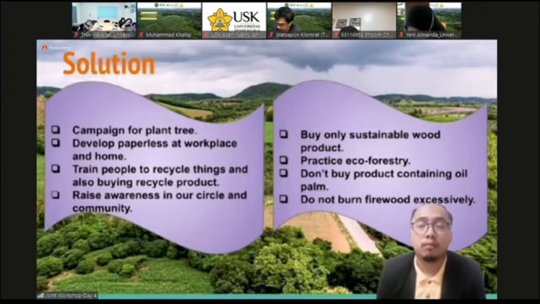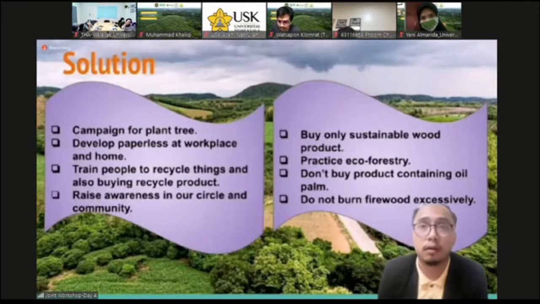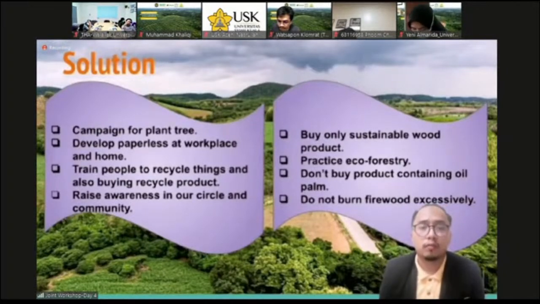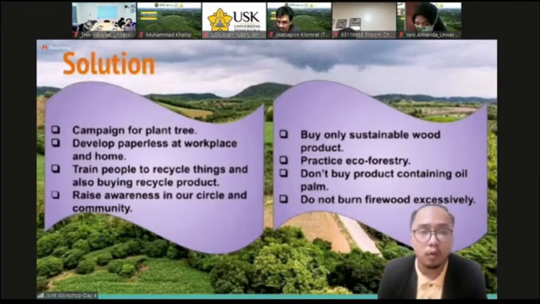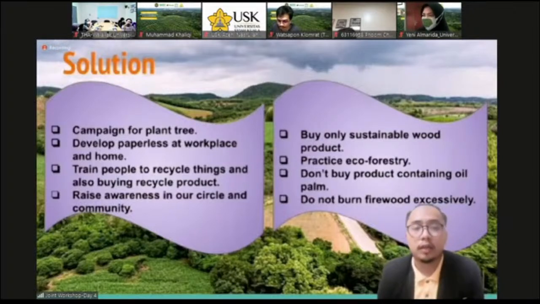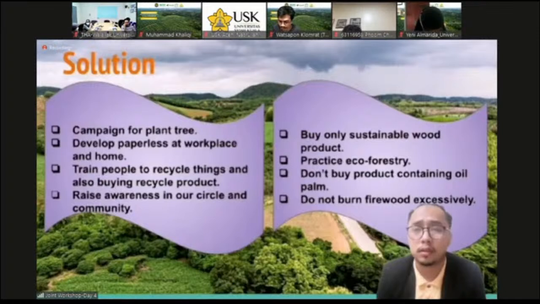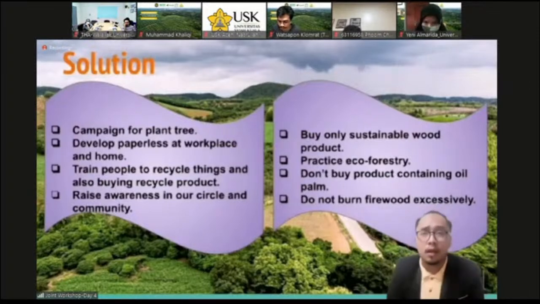And then we must avoid buying products that contain oil palm. If we cannot drop some of our favorite products with palm oil entirely, at least we need to find an alternative that carries a sustainable palm oil certification.